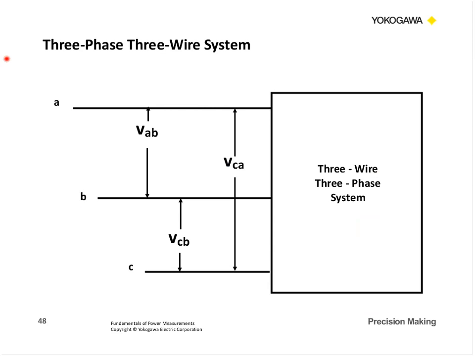Let's look at a three-phase, three-wire system. This may be more common in our actual industry applications. So I've got some type of load here with the three wires coming out, phase A, B, C. We can measure the voltages A to B, C to B, and A to C. We can look at all three of the voltages.